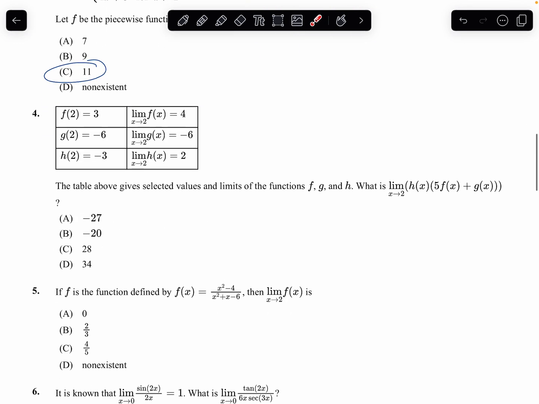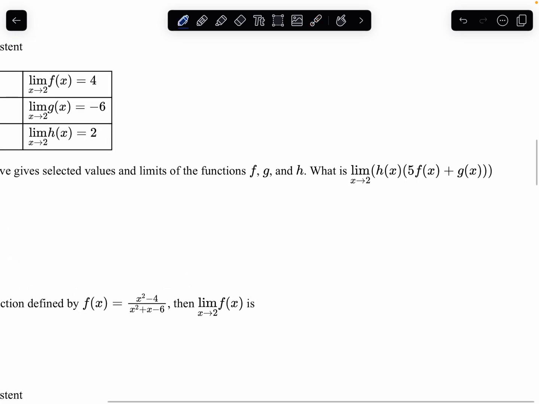Question 4. It looks like we have some values of the functions given to us as well as their limits at x equals 2. The table above gives selected values of limits of the functions f, g, and h. What is the limit as x approaches 2 of this expression? So it looks like we're going to use our limit properties. Essentially, here's what I can do with my limit properties.